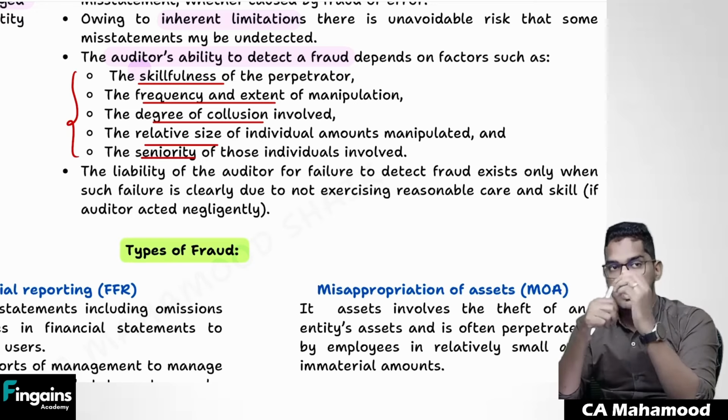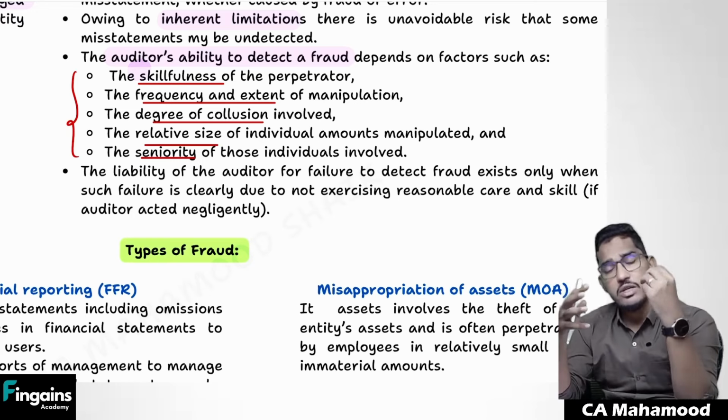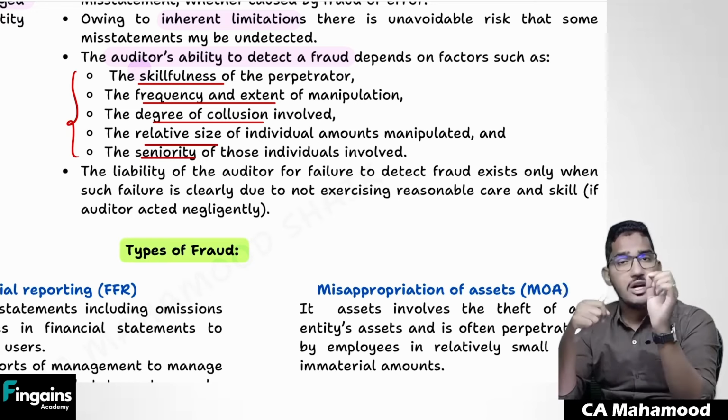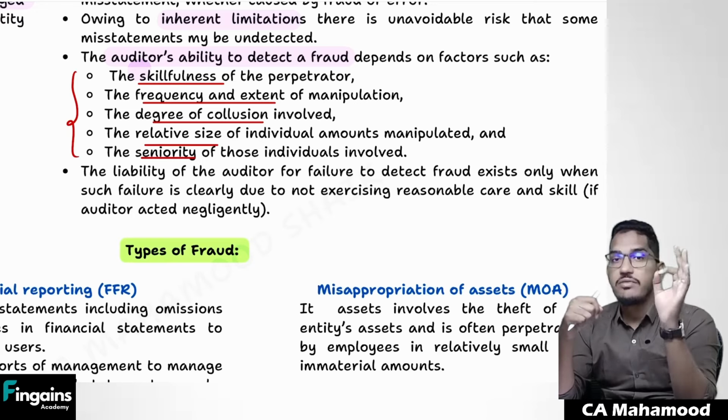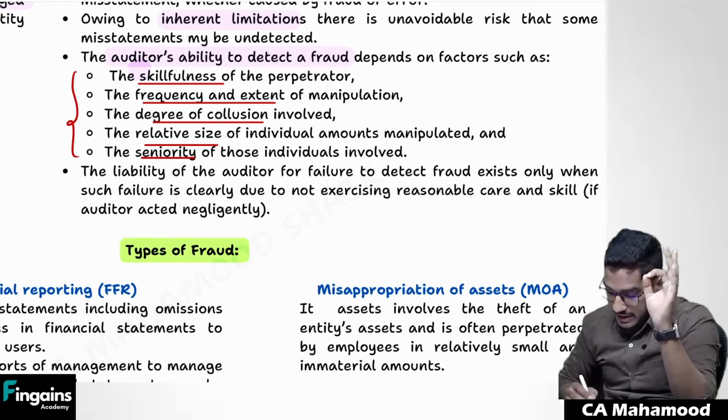So you have told all this, but when will the auditor be held responsible? If the auditor is unable to find a fraud, if the auditor is unable to detect a material misstatement resulting from fraud, will he always be punished? Will he always be held responsible? The answer is no. SA 240 says the auditor will be held responsible for non-detection of fraud only when it is purely because of negligence.